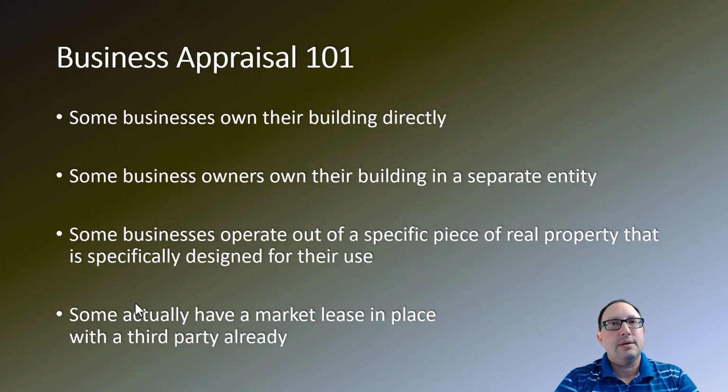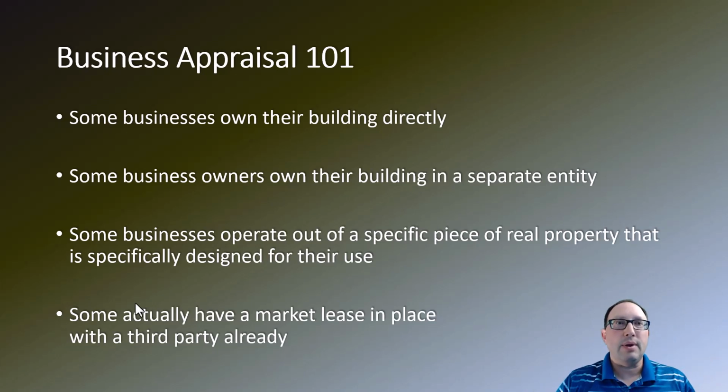Some businesses own their building directly. So there's an entity, a company that owns their machinery and equipment. Sometimes they also own the real estate. The building and the land that they operate out of are in the same legal entity. That's one scenario. Some business owners have their business in one entity and their real property they own personally, or in a separate entity. And then the company that's operating rents the real estate from this other entity.